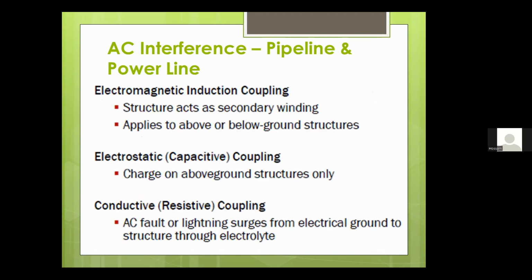For the AC interference between the pipeline and the power line, we have three main types of AC interference: the electromagnetic induction coupling, the electrostatic coupling, and the conductive coupling.